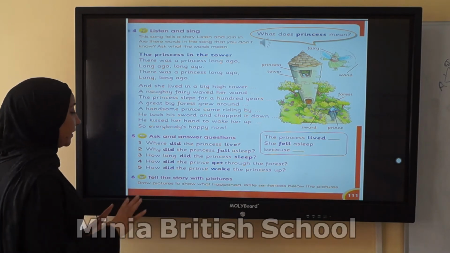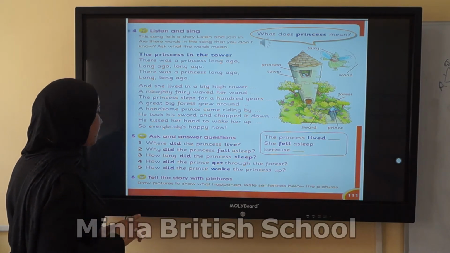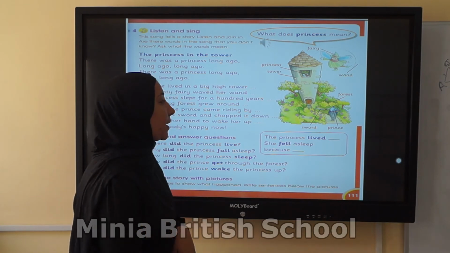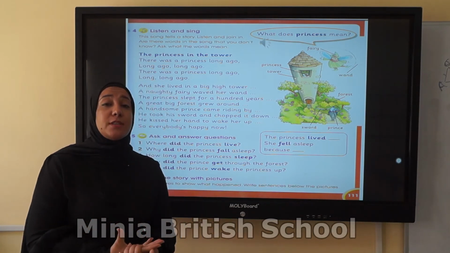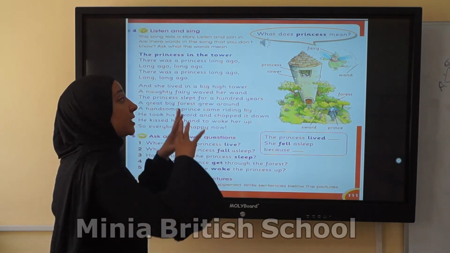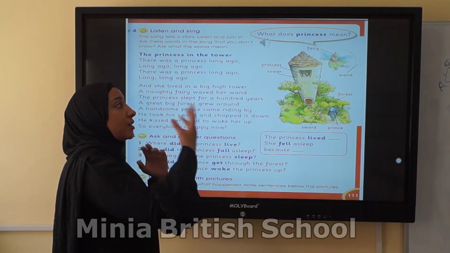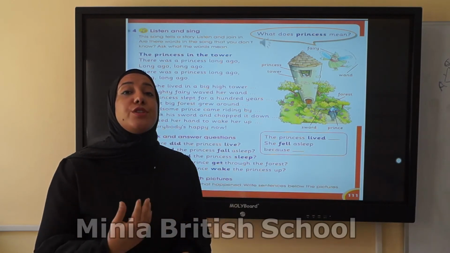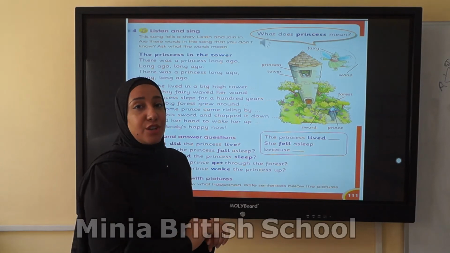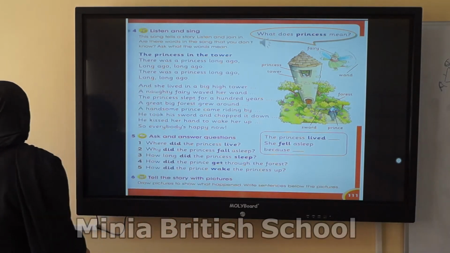Excellent. Look at here. Tell the story with pictures. Draw pictures to show what happened. Write sentences below the pictures. Okay, you can do this on your own at home. Draw pictures of what happened to tell the story, and write a short sentence about what happened in each picture, okay?